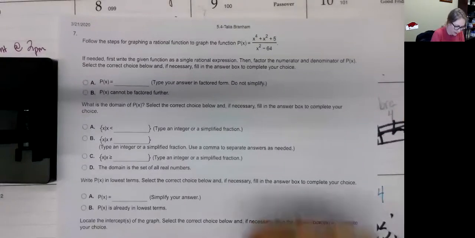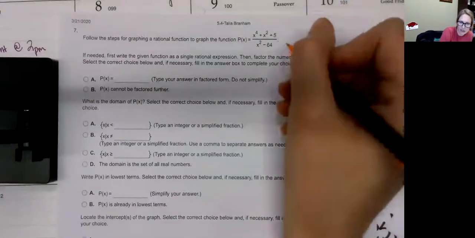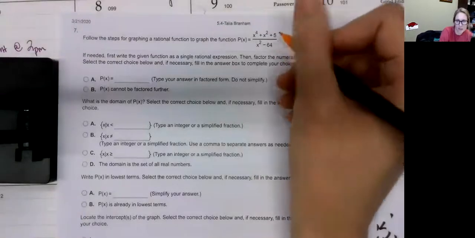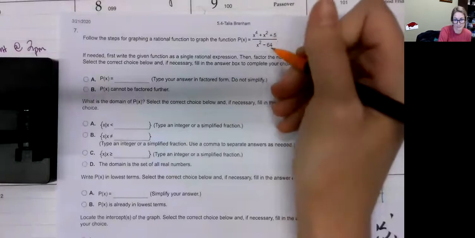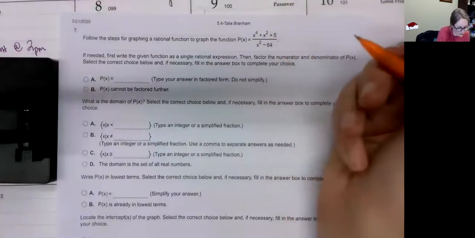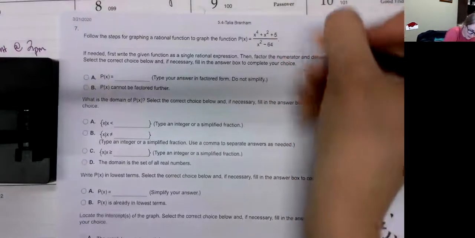Factor if you can. On this one, we can factor out the bottom. You cannot factor out the top because there's no factors of 5 that add to get 1. I thought about it a long time, and then I realized I was stupid.